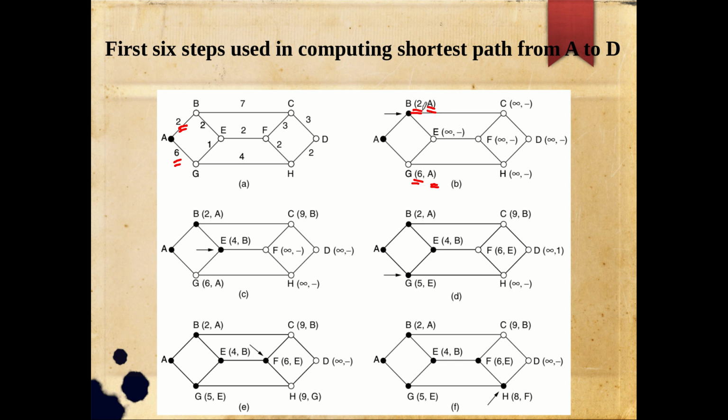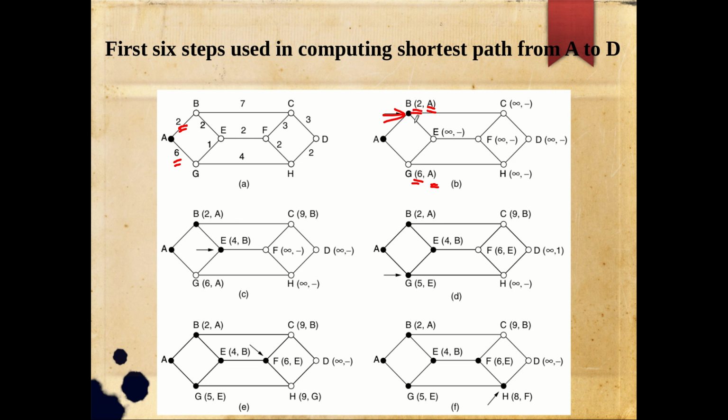For B, the distance value is 2, for E it is infinity, all others it is infinity, for G it is 6. So who is getting the minimum distance value? 2. The minimum distance value is 2, and that is for B. So next I am choosing B as my working node. Working nodes are indicated by the arrow. Once I process B, I will mark it with a black dot also. So I am processing B now.